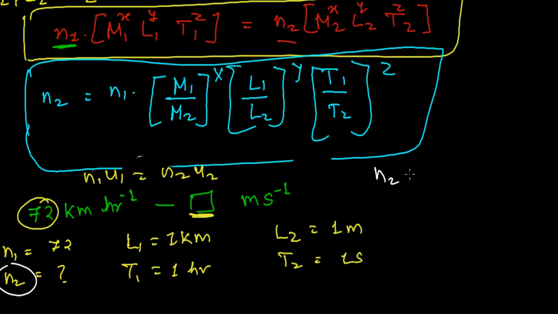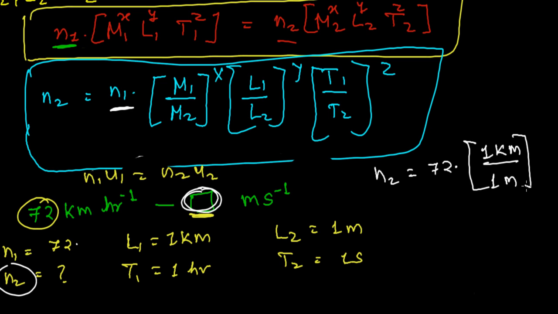To find n2, as the formula says, n1 is our 72, and we don't have to deal with m1 over m2, so let's go directly to L1 over L2 to the power y. L1 is 1 kilometer and L2 is 1 meter, to the power y. Here y represents the dimension of length, which is 1 in both kilometer and meter, because both are speed, so it's 1.